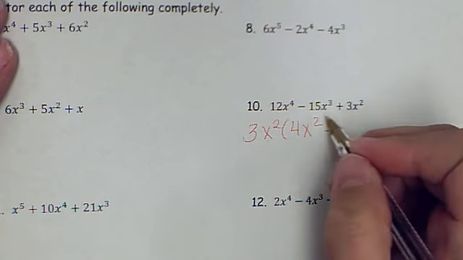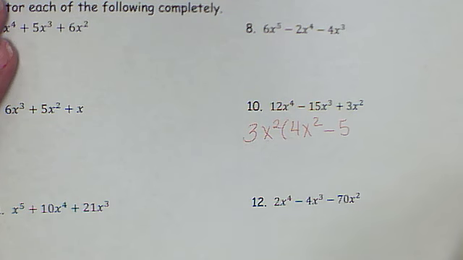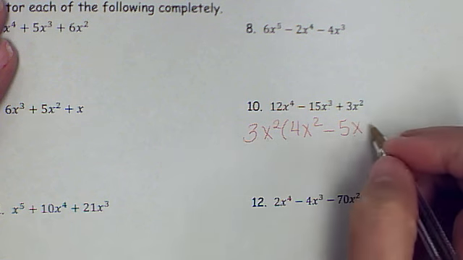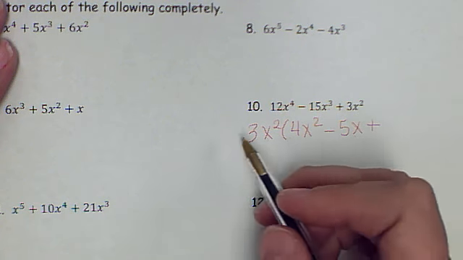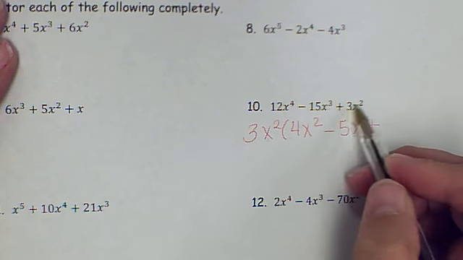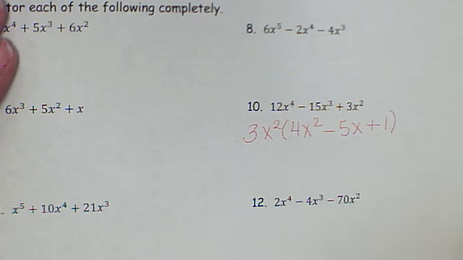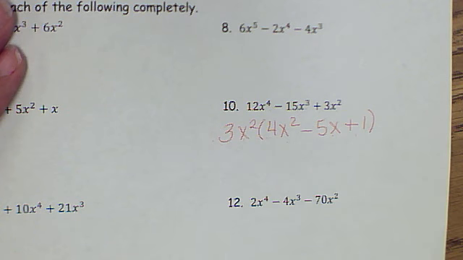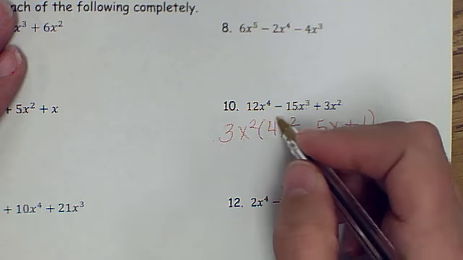Minus 3x squared times what's 15x cubed? The 3 times what's 15 has to be 5, and x squared times what's x cubed has to be x. Plus 3x squared times what's 3x squared? Has to be 1. Okay, so now I have to factor that leftover stuff, that 4x squared minus 5x plus 1. Because there's a number in front of the x squared, that means it's a my father drives a red Mustang.